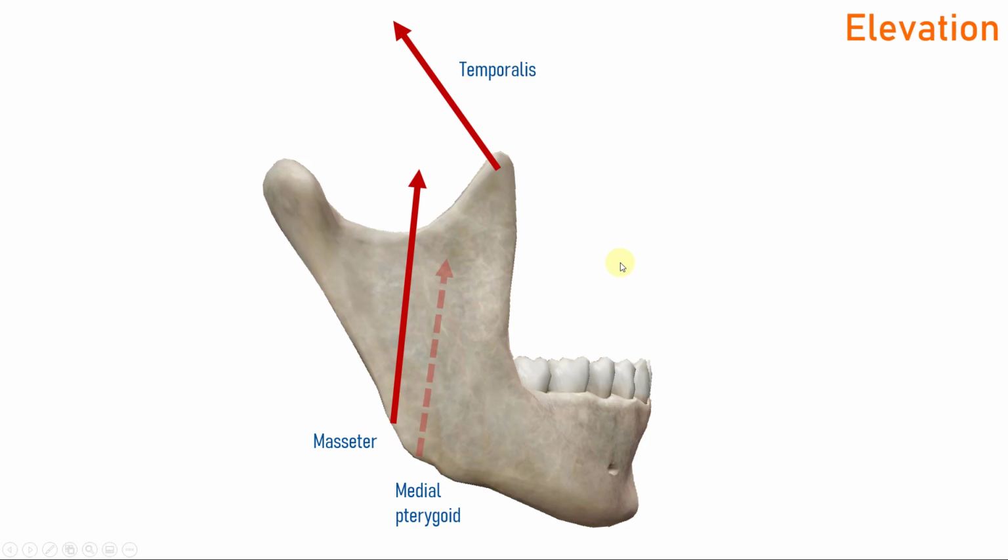So when we look at elevation, so closing of the mouth, you can see the temporalis has a decent line of pull, but the masseter and the medial pterygoid have the direct line of pull. And you can appreciate a little bit that there's a really big vertical component here, but you can see that there is a little bit of a horizontal. So when the masseter and the medial pterygoid are closing, they do have a tendency to pull the jaw forward, but that's counteracted by the horizontal component in the opposite direction of the temporalis.